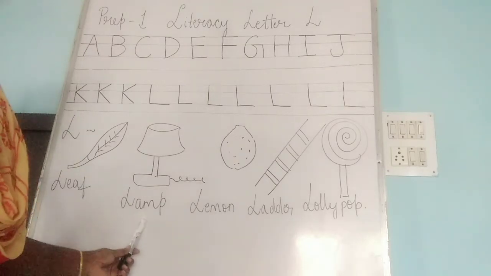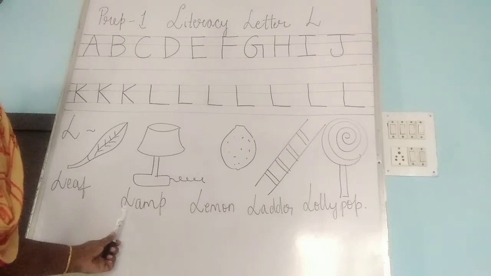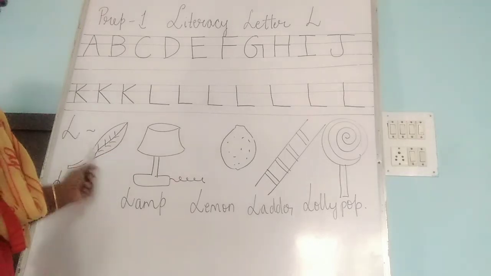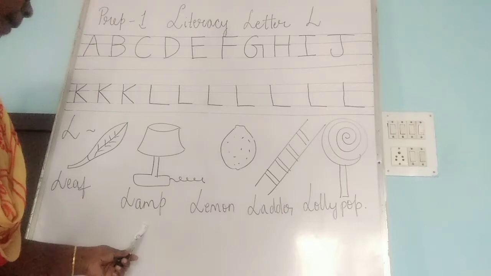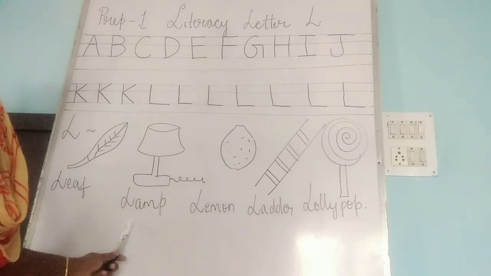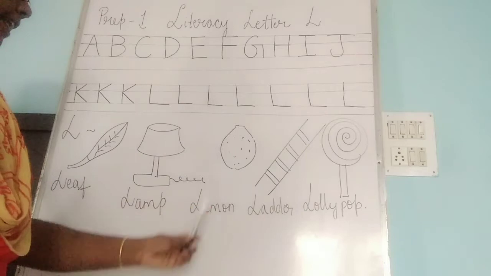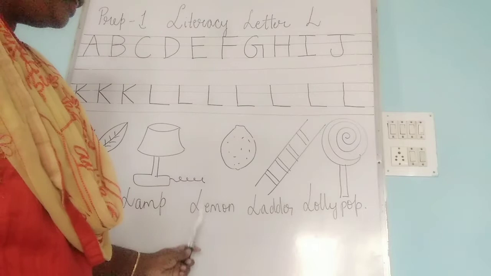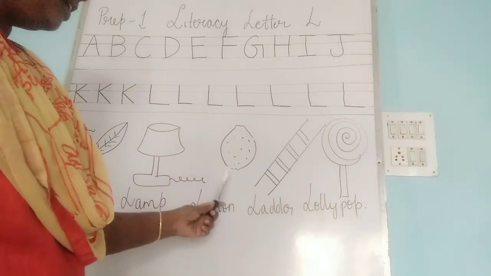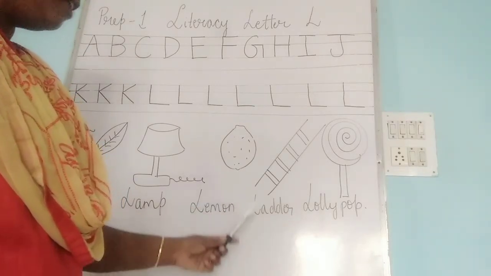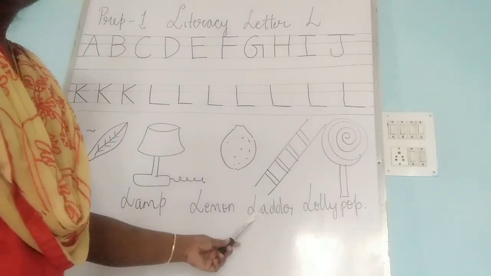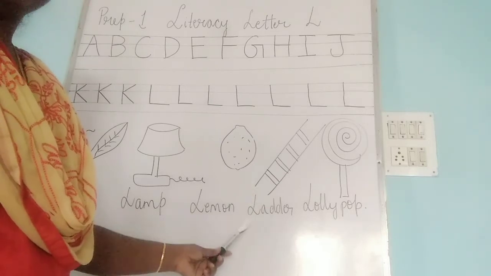L for lamp. Lamp. Repeat after me, children. L for leaf. Leaf. L for lamp. Lamp. L for lemon. Lemon andre nimbe hannu. L for lemon. Lemon. L for ladder. Repeat after me, children. L for ladder. Ladder.